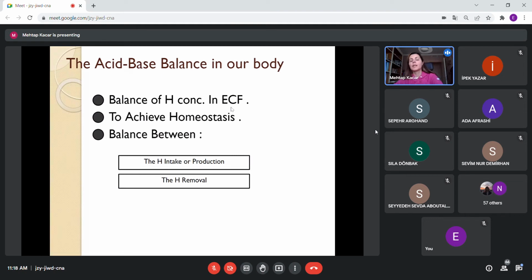We need acid-base balance in our body, especially balance of hydrogen ion concentration in extracellular fluid. And why do we need this? We need this to maintain homeostasis. You know homeostasis. In the physiologic situation, we have a balance between hydrogen intake or production and hydrogen removal.